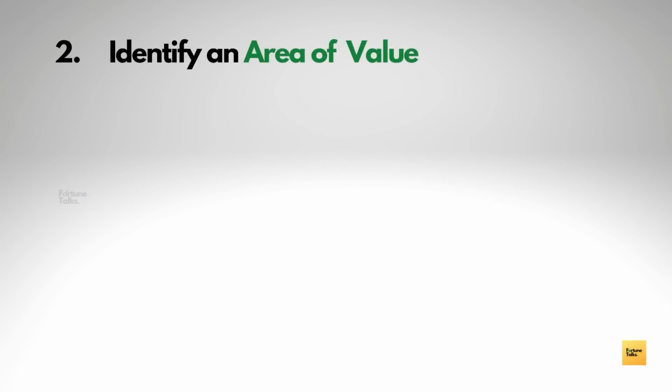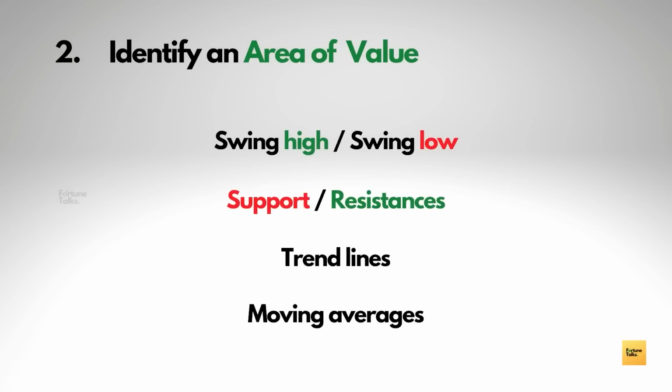Now, the second point is to identify an area of value. Here's the thing. Just because the market is in an uptrend doesn't mean you want to blindly enter a trade. Instead, you want to be trading from an area of value. An area of value could be any of these, including a swing low or a swing high, a support or a resistance level, a trend line or a moving average, etc. These are all potential areas on your chart where buying or selling pressure could step in.